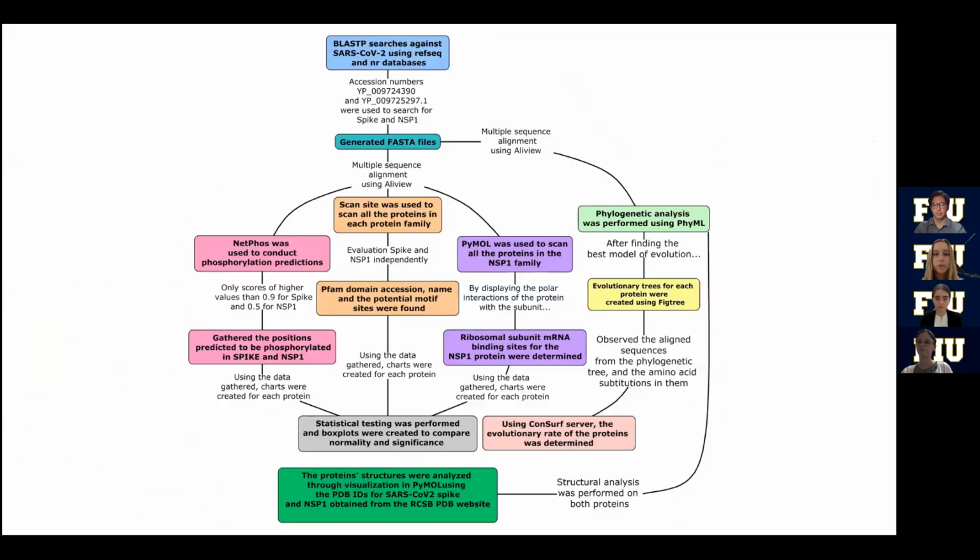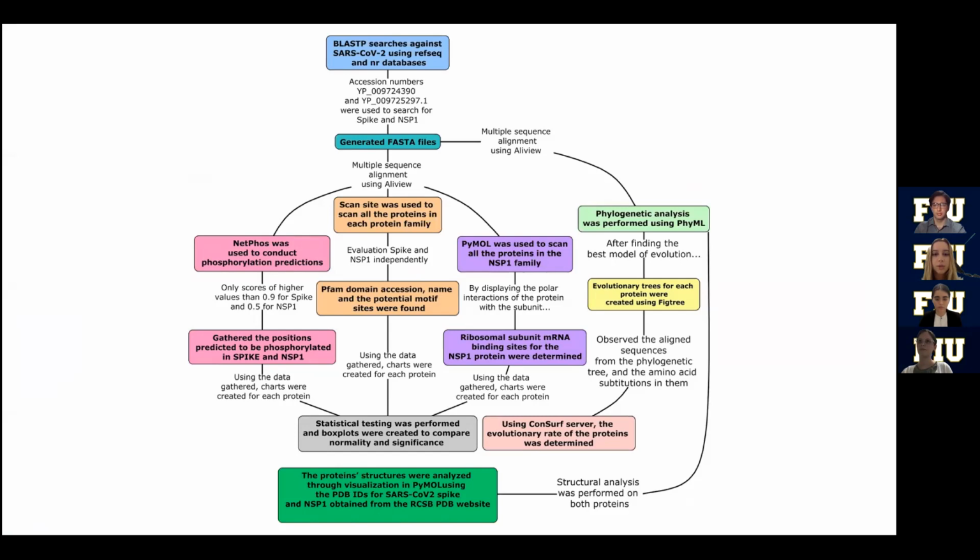We created a flowchart that encompasses all the steps throughout this project, starting with BLAST searches using distinct databases for proteins and comparing them to SARS-CoV-2. A variety of tests were performed, which can be observed in the chart. We performed a variety of investigations on the phosphorylation sites, domain and motif sites, and ribosomal subunit binding sites.